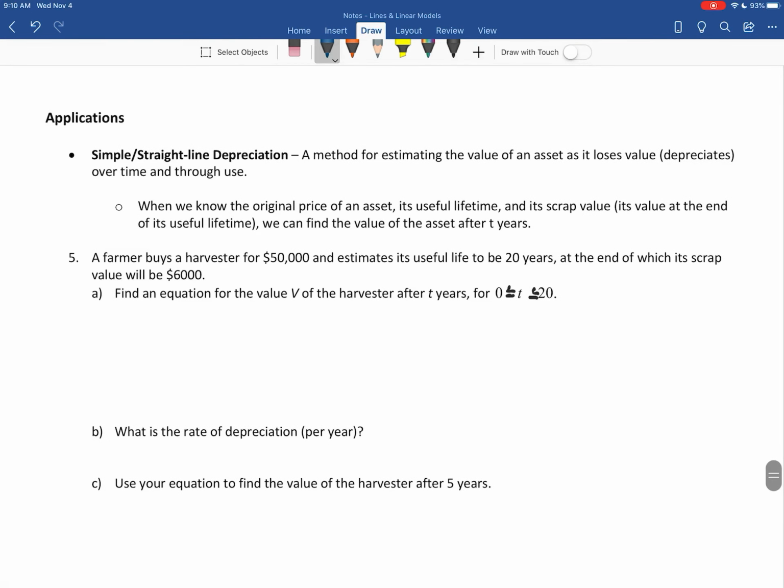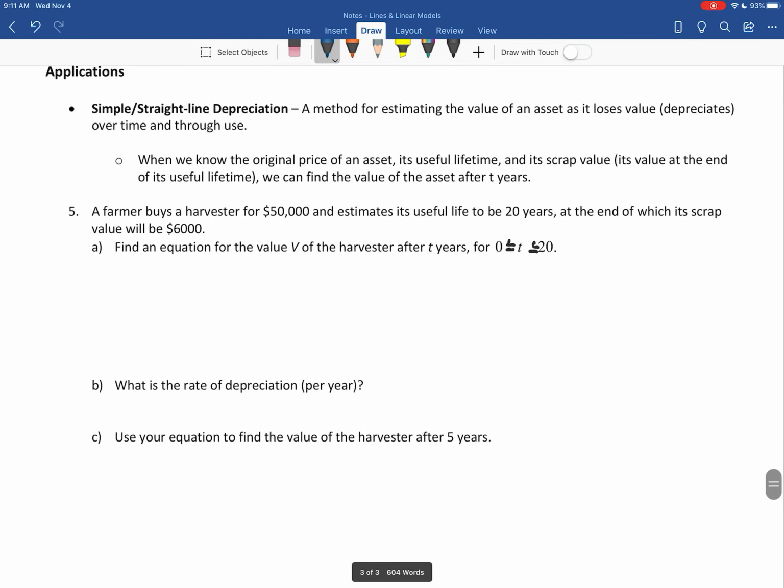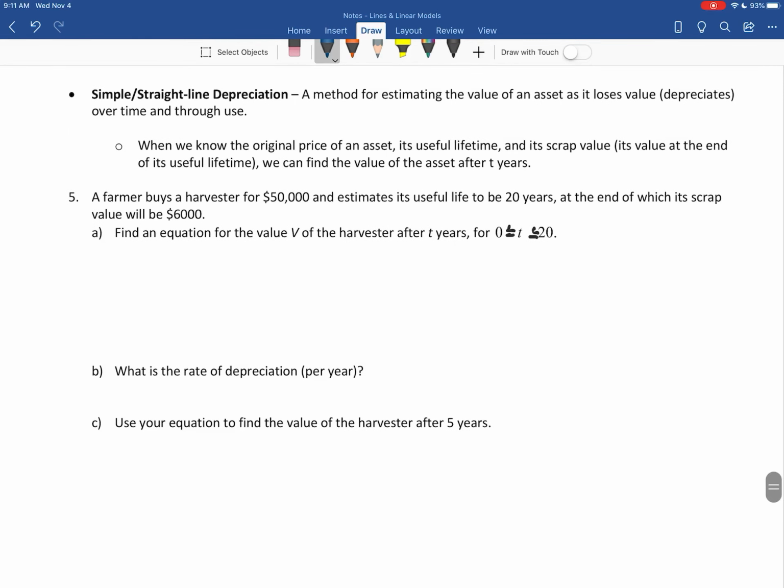So the last thing we want to do are a few application problems. One application is simple or straight line depreciation, estimating the value of an asset as it loses value over time. A lot of times what they give you is the original price, its useful lifetime, and its scrap value. And with that information, we can set up an equation and figure out the value after any amount of years.